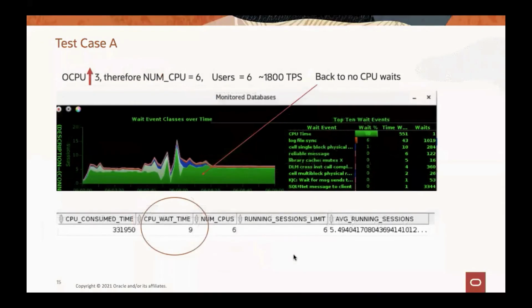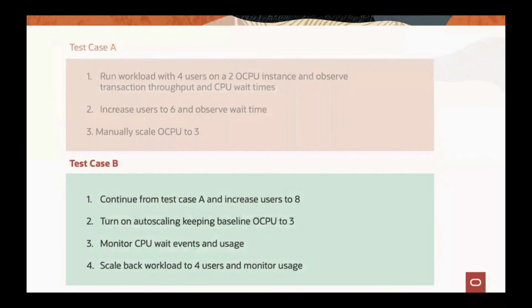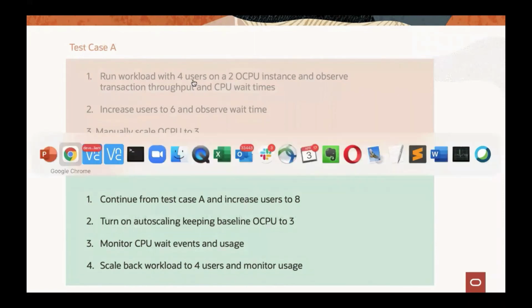So we saw test case 1, where we bumped the number of users up, then bumped the number of OCPUs to 3, and the problem went away. In test case B, we now increase the users to 8. So with that, we should see the waits reappear, right? And then we're going to turn on auto-scaling while keeping my baseline OCPUs at 3. So let's go ahead and do that.